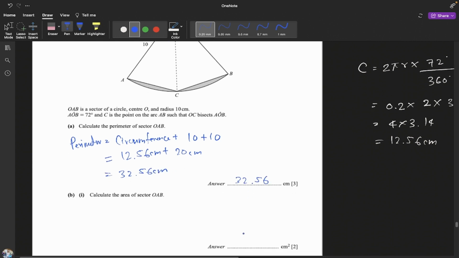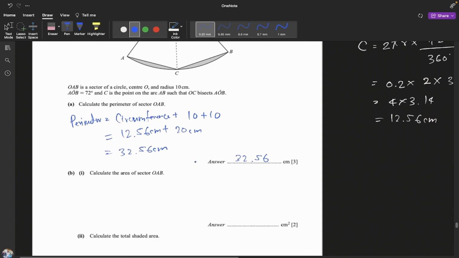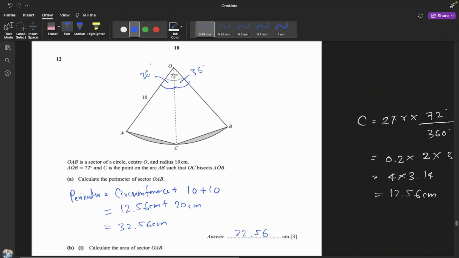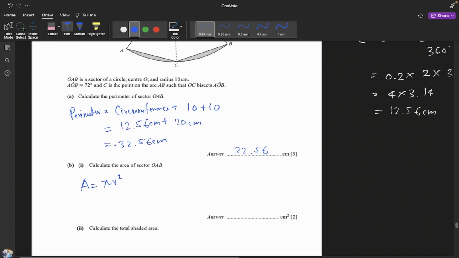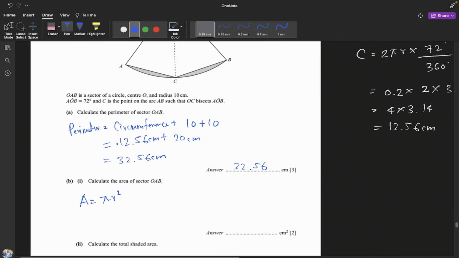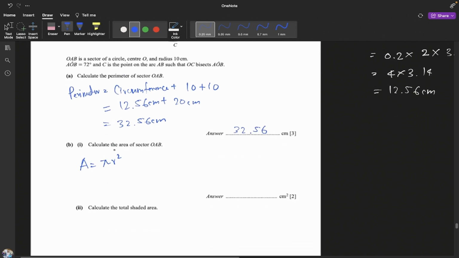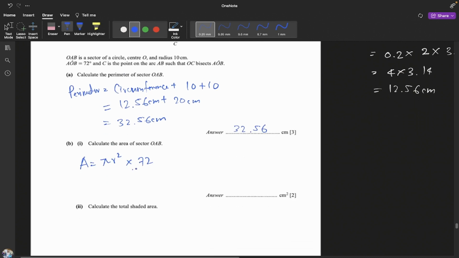Calculate the area of the OAB sector. This entire arc sector they are asking. Okay, that's also easy. So area is given by pi r square. But remember, as I told before, this is not a complete circle. This is a part of a circle. So you have to multiply by 72 over 360. They value these steps, so it's better to write the entire steps. We calculate the value of this one.